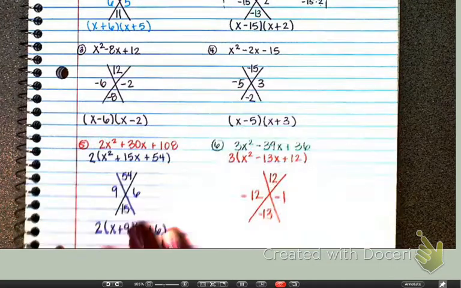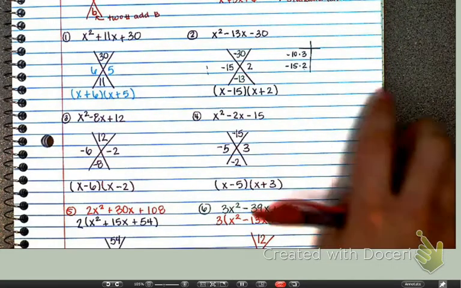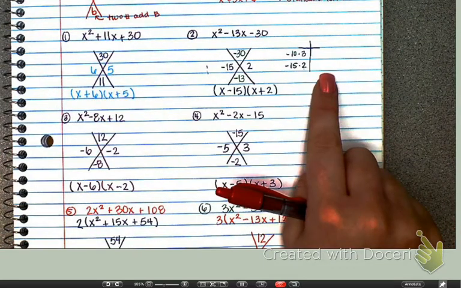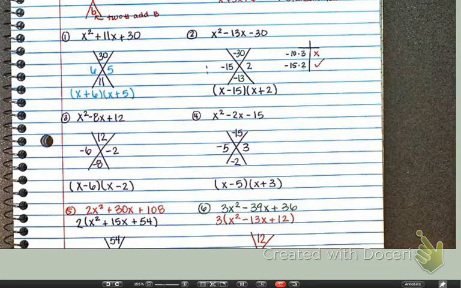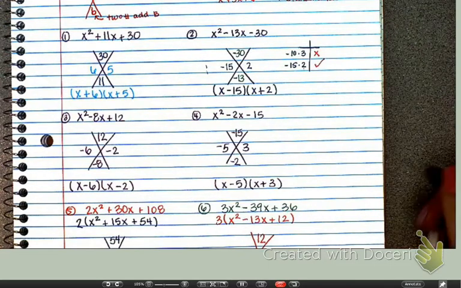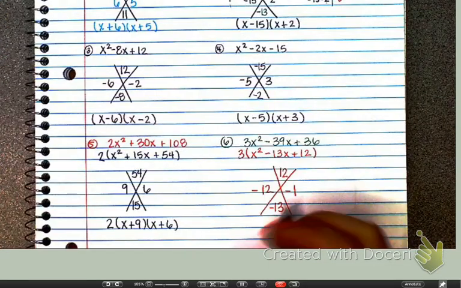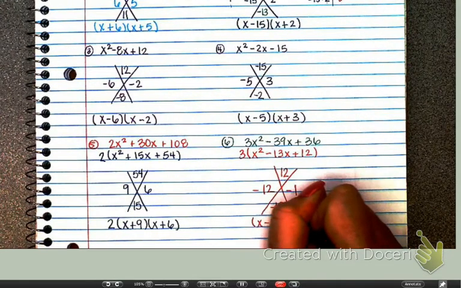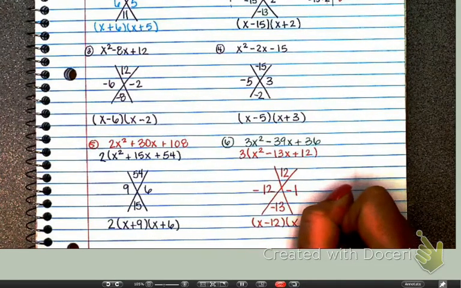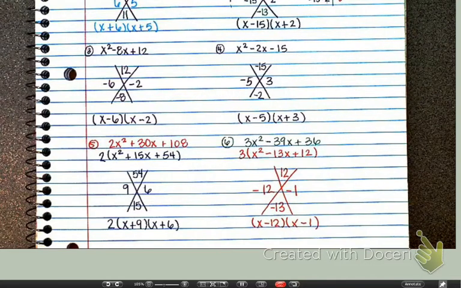Okay? If you didn't see that right away, you might want to create a chart like we did up here, where you write out the factors and see which ones work. So like that didn't work, that one does. That might be just another way to organize if you don't see it. So I have x minus 12 times x minus 1 with the 3 on the outside. You cannot lose that 3.